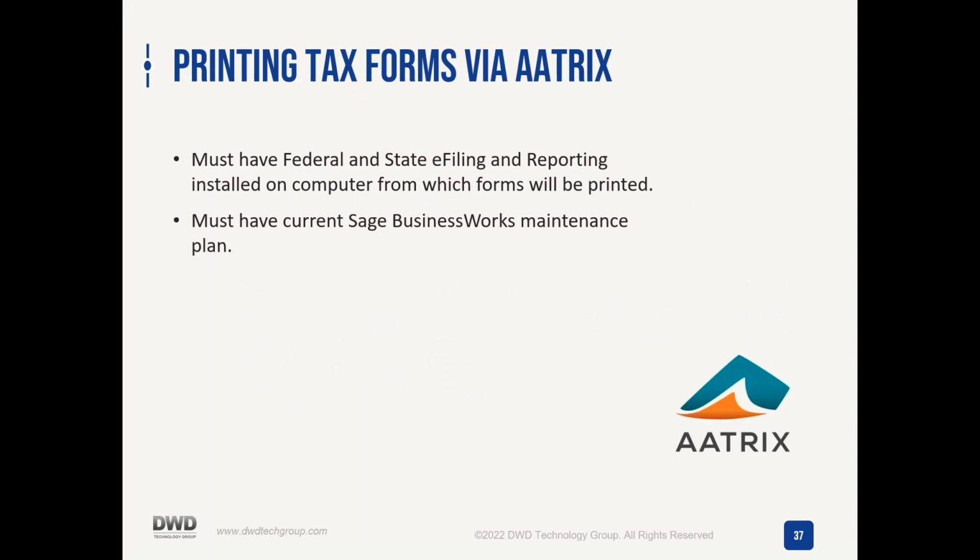Talking about printing the tax forms, we do have to have that federal and state e-filing and reporting installed. That's basically the same tool that we needed in order to run the 1099s. And in order for that to be viable, you do need to have your BusinessWorks maintenance plan current. Otherwise, you will be denied from getting the tax table updates and or from getting the Atrix updates that are necessary to get the new forms for the year.